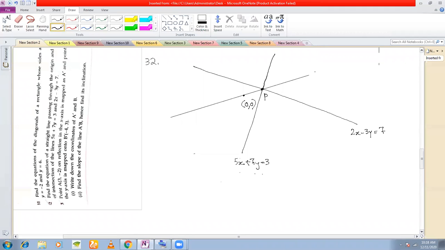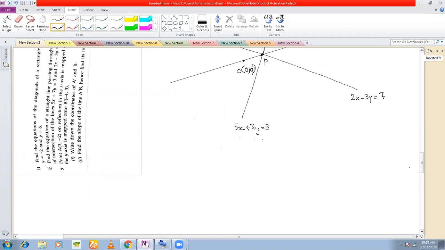So this straight line whose equation we want to find passes through the origin O(0,0), and it also passes through the point P. And what is that point P? Point P is the point of intersection of the two straight lines, whose equations are given. Now, how do you find the point of intersection of two straight lines?